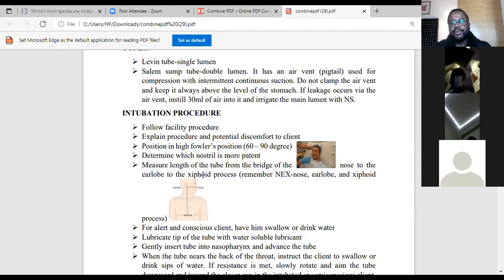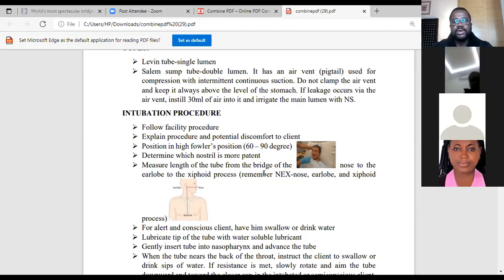So you are preparing to go and pass an NG tube to a patient, you will have to explain the procedure and position the patient comfortably. Now, there is a difference. When you want to insert an NG tube, the patient has to be in high Fowler's position. It is different from when you want to administer feeding. Look at this picture. The patient is in high Fowler's position with the neck and head supported. Okay, it has to be.